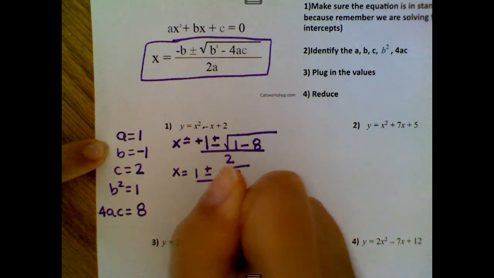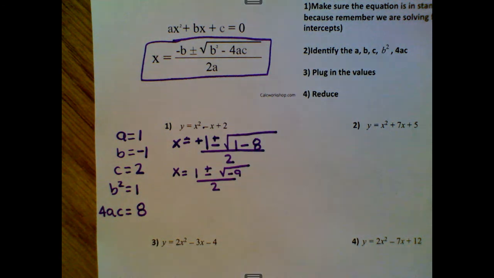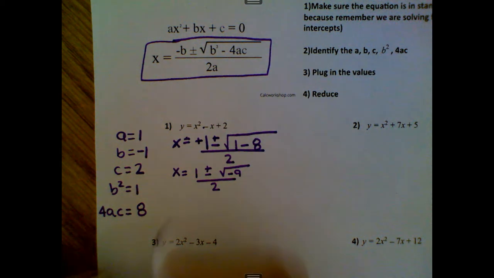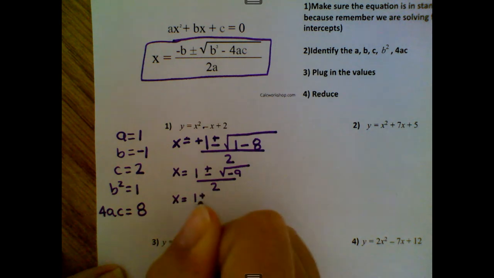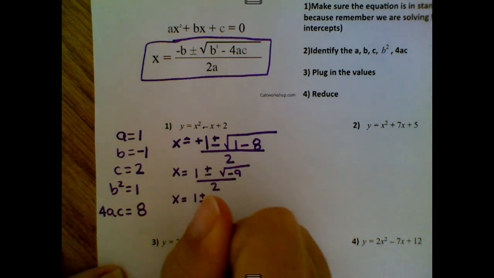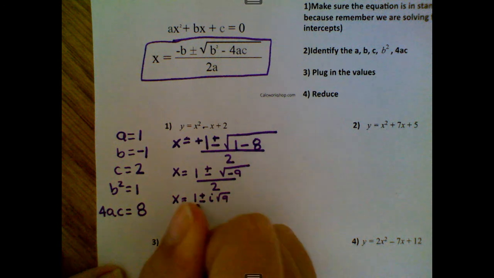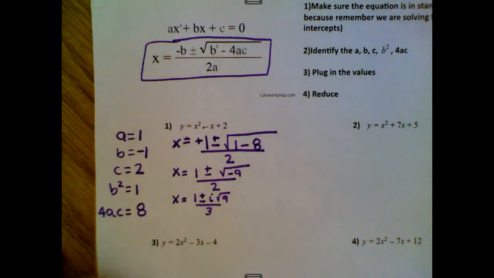over 2. We're still not done, and here's why. We have a negative under the radical. Negatives under the radical are bad. We just learned about them. They're so bad that we made them imaginary. So we're going to rewrite that as plus or minus i root 9 over 2.